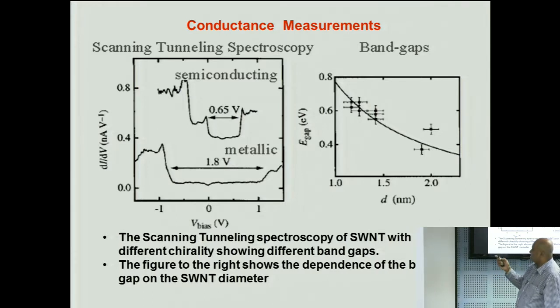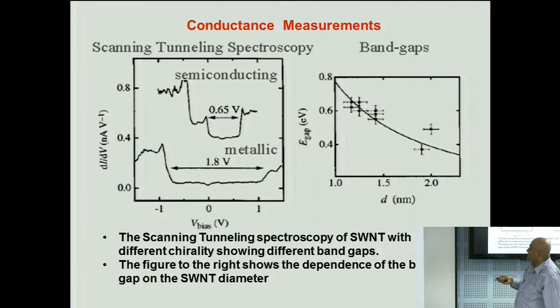This is what we were showing. These two results show that what we are measuring is that the carbon nanotube can have both semiconducting and metallic properties. Here this is a semiconducting property where it shows a band gap, and here it becomes metallic.